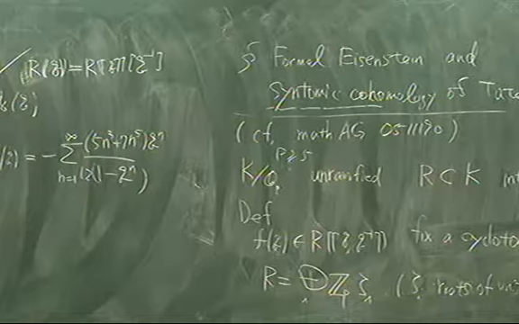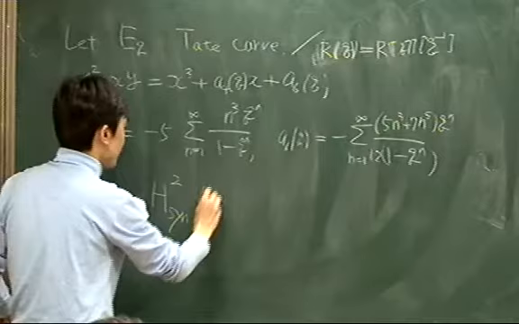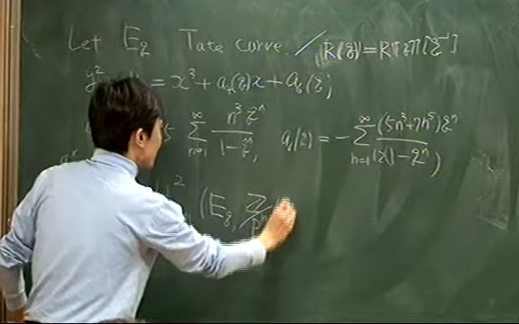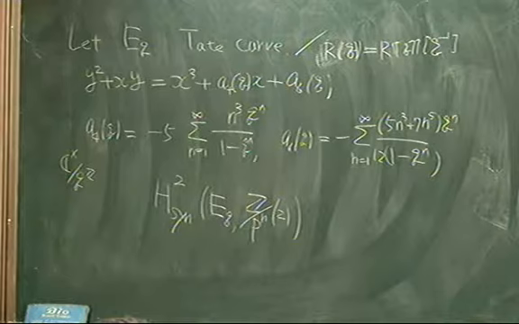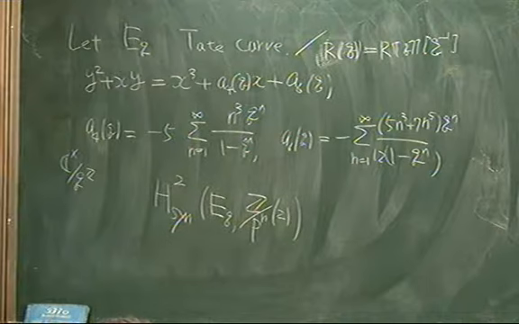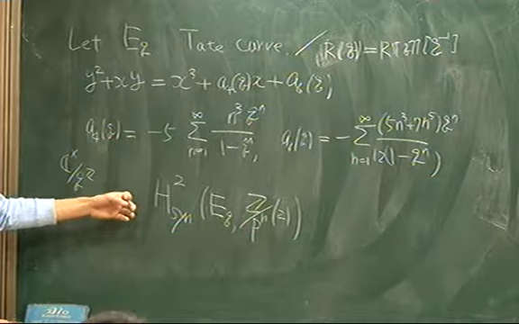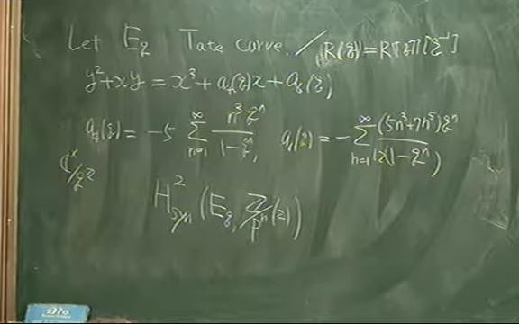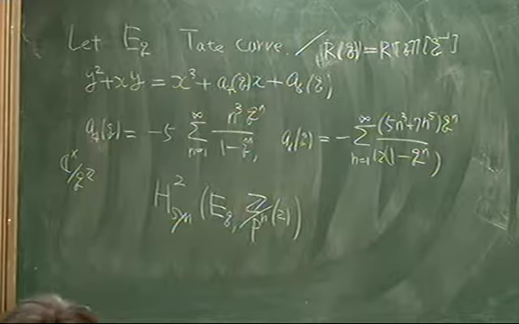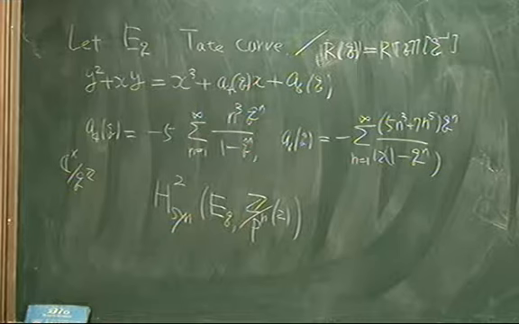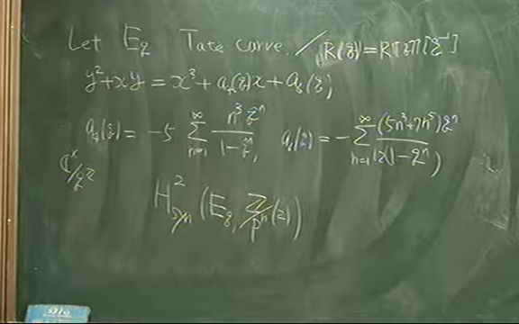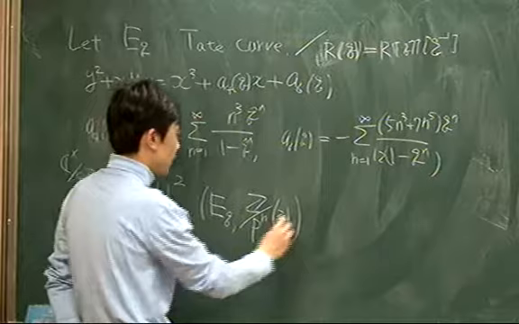Anyway, we have a syntomic cohomology group of the Tate curve, like this one. I will not give the definition of the syntomic cohomology groups because this one has a rather down-to-earth description, but usually the definition of syntomic cohomology is very complicated. It's not a good idea to recall the precise definition. Anyway, there is a map from syntomic cohomology to the following.